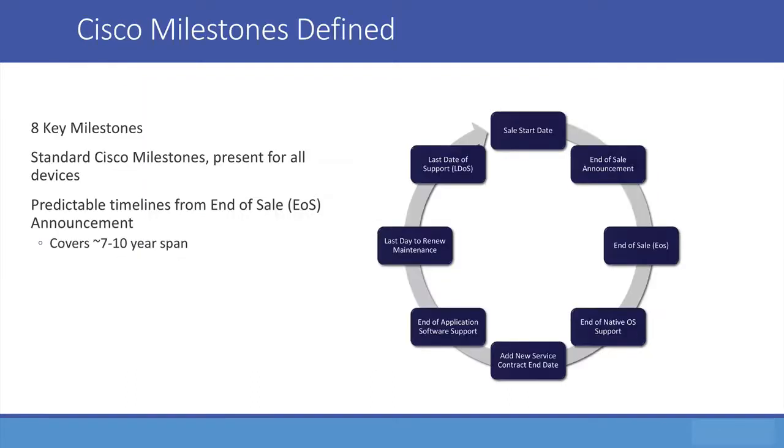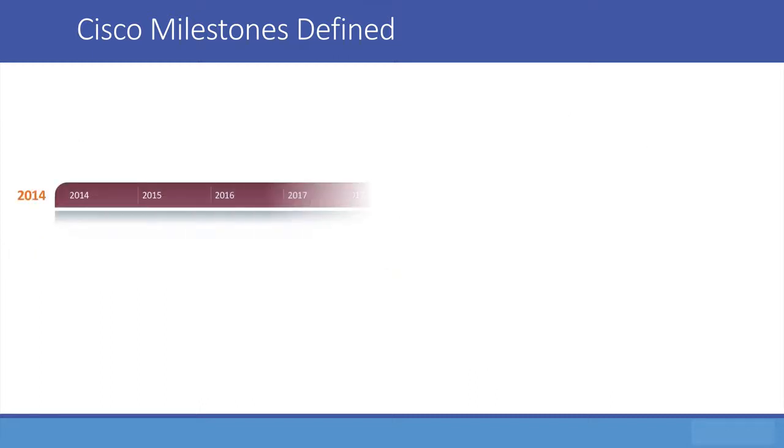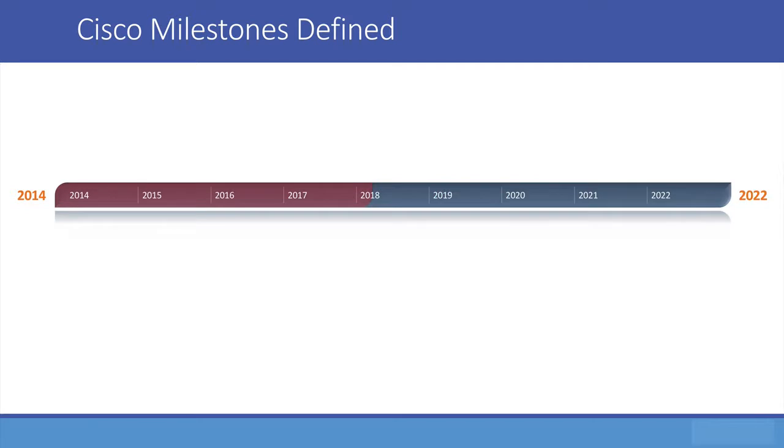So when Cisco talks about milestones, there are 8 key milestones that we'll be going through today in this session, and these are standard Cisco milestones and present for all devices and products. This provides us with a series of predictive timelines triggered by the end of sale announcement, and the overall life cycle covers about a 7 to 10 year lifespan. So let's begin with a high-level timeline for an arbitrary Cisco product, and this runs from 2014 to 2022.